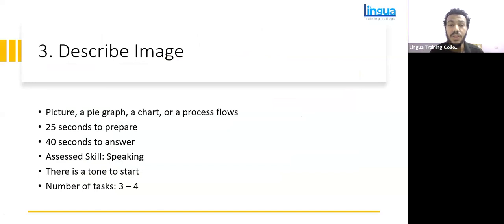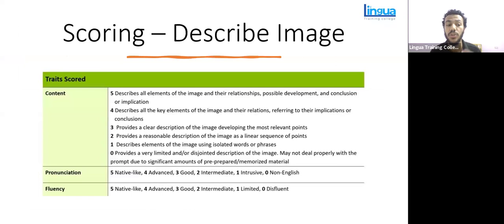Then you move to another question, which is describe image. In describe image, you get a picture, a graph, or a process flow to describe. You get 25 seconds to prepare, 40 seconds to answer. The task is repeated 3 to 4 times, and there is a tone before you start, a beep you hear before you start speaking. And you're scored on the content, again, pronunciation and fluency.